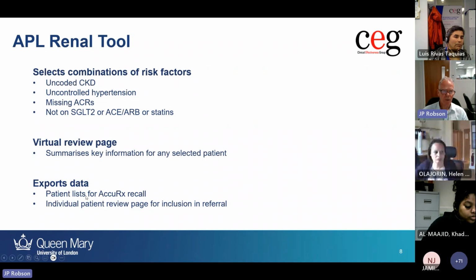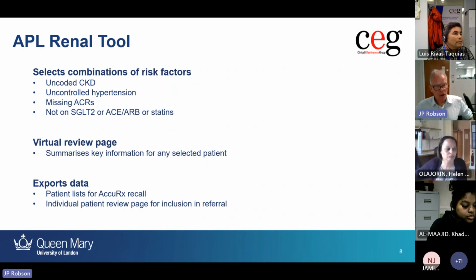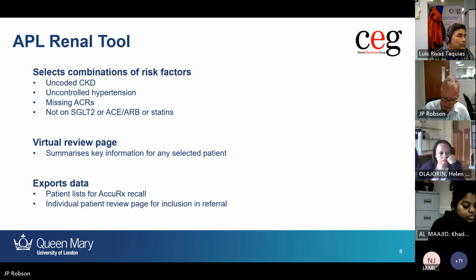And then lastly, the tool will export patient lists for Actrix recall. It will export a list of patients' NHS numbers that could be re-imported to EMIS if required, or it will export you that virtual review page for any individual that you've got attached to a referral. And I'll go through all these things one by one.